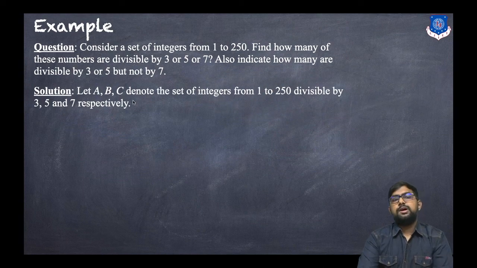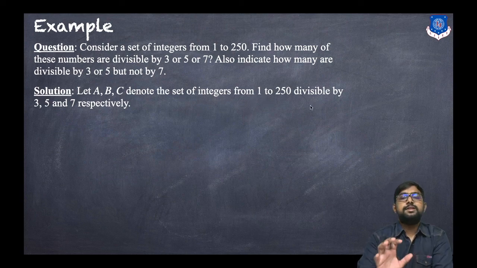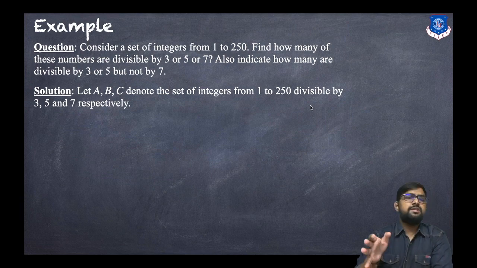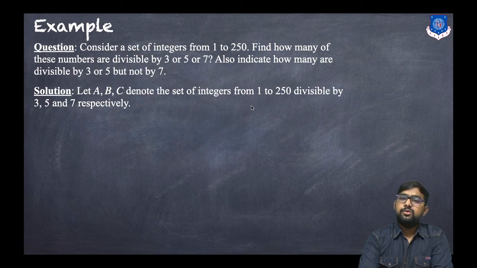First, let capital A, B, C denote the sets of integers from 1 to 250 that are divisible by 3, 5 and 7 respectively. That means A denotes integers from 1 to 250 divisible by 3, and in the same manner B for 5 and C for 7.